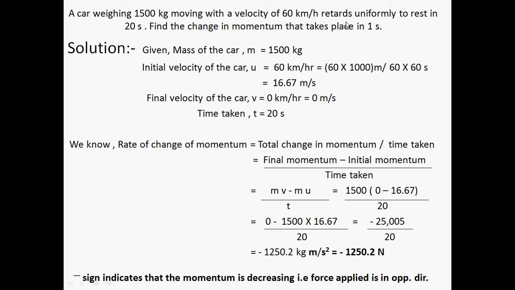So students, the minus value indicates that the momentum is decreasing. As I told you earlier, the body is retarding. That means an unbalanced force in the opposite direction is acting. So in this way, the negative sign indicates that the momentum is decreasing, that is, the force applied is in the opposite direction.